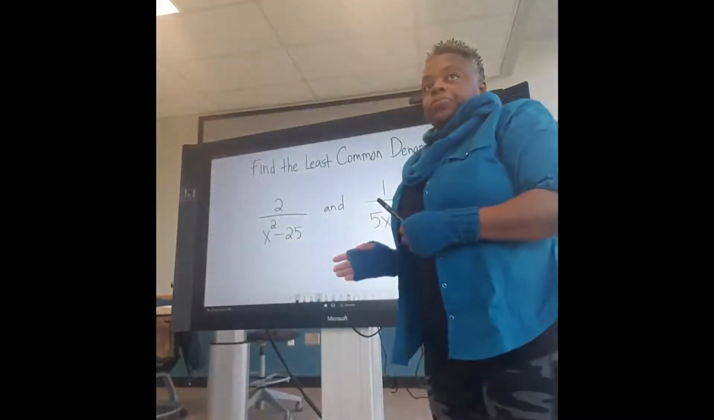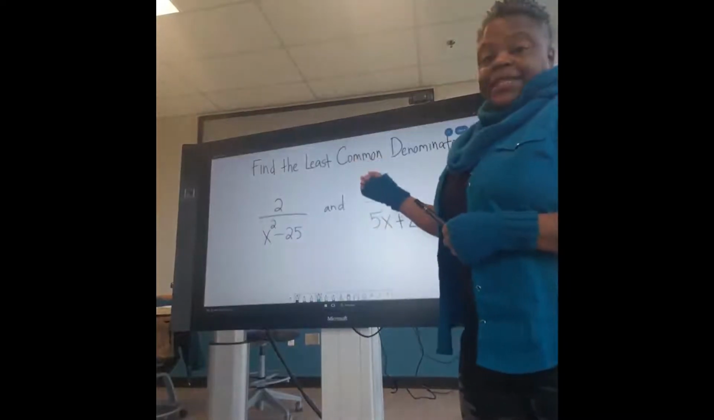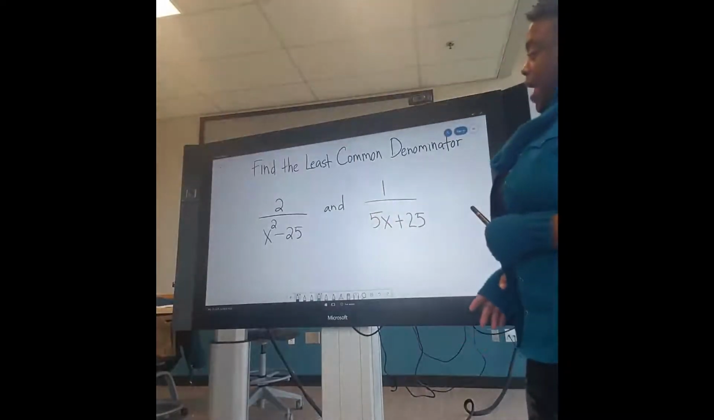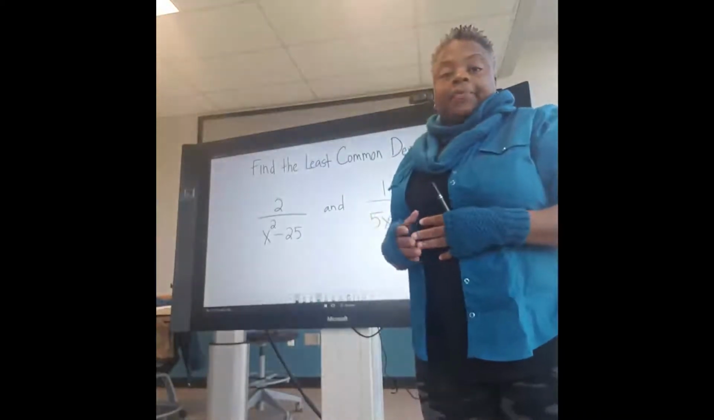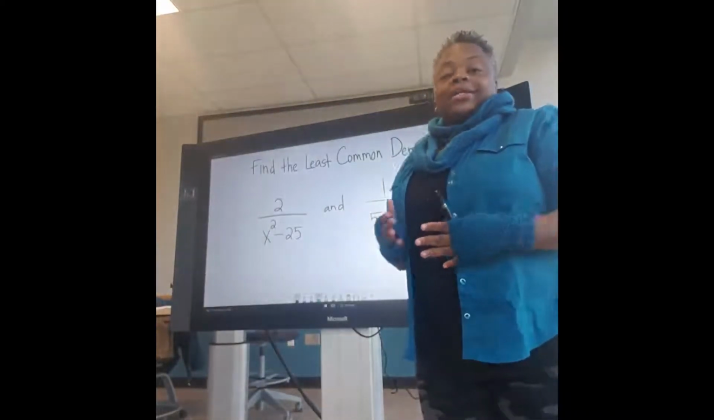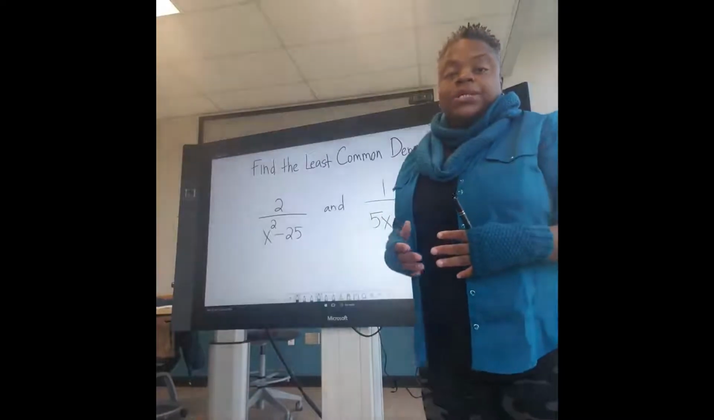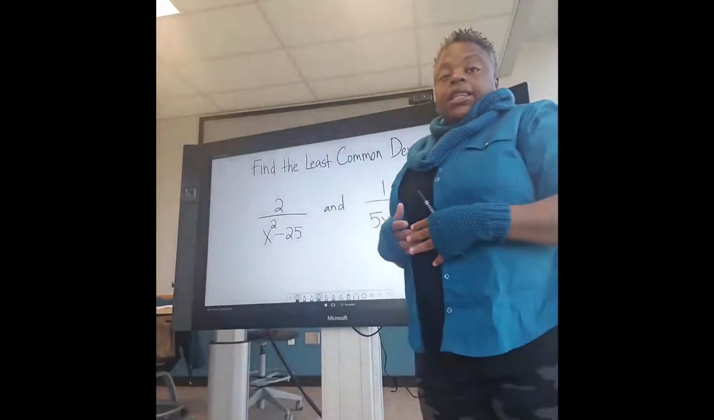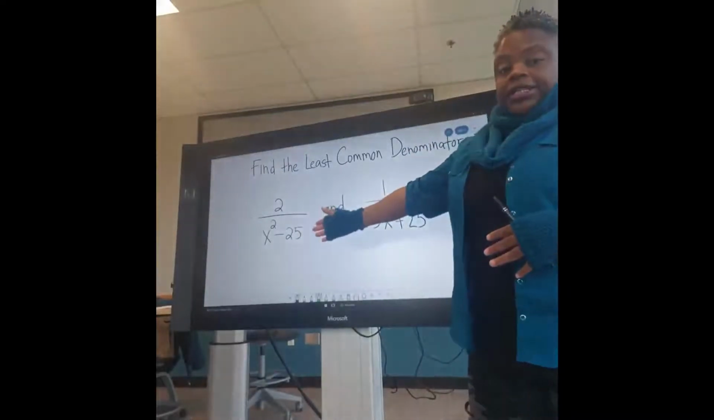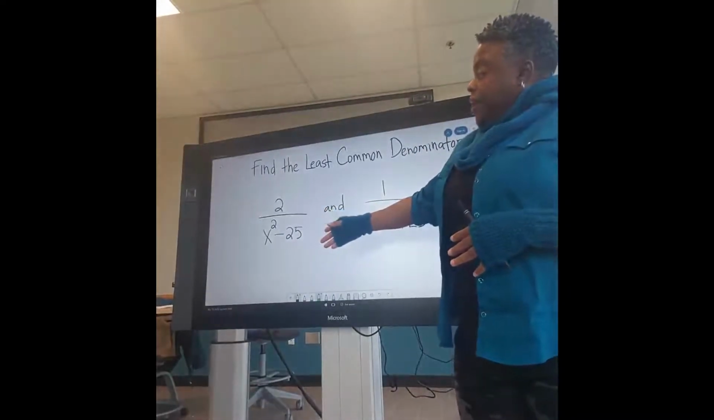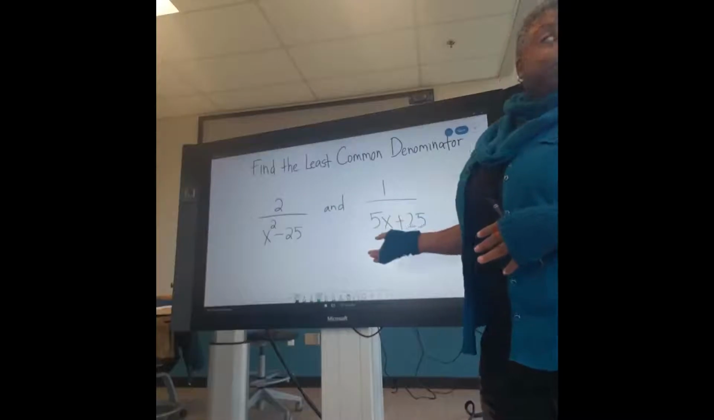In this problem, I want to find the least common denominator. And I'm only going to find the common denominator, and I'm not going to add or subtract yet, because a lot of people have problems just finding the common denominator. So I have these two fractions, 2 over x squared minus 25 and 1 over 5x plus 25.